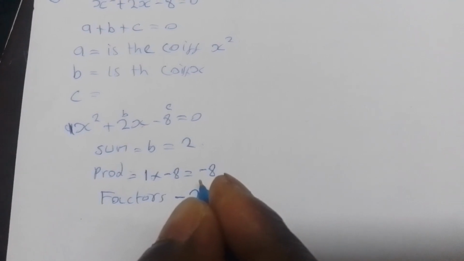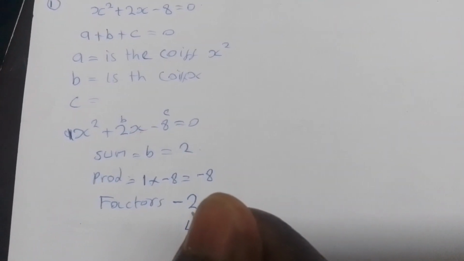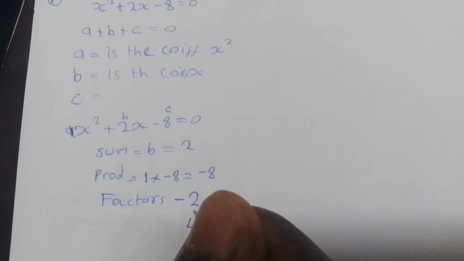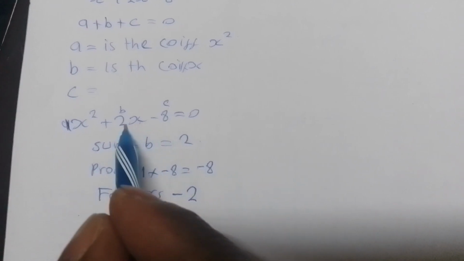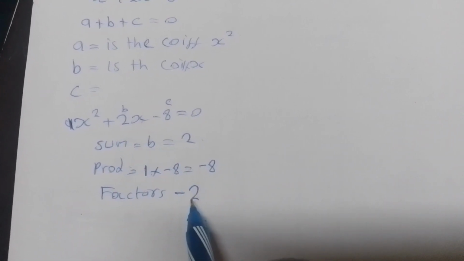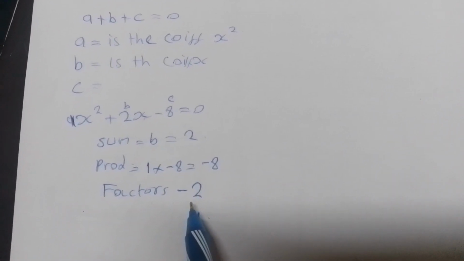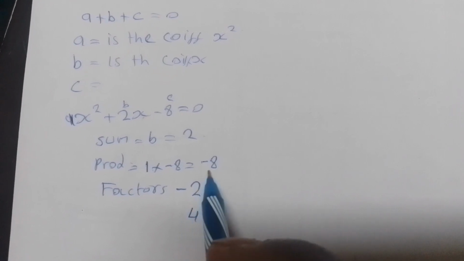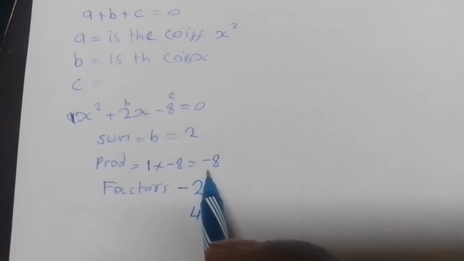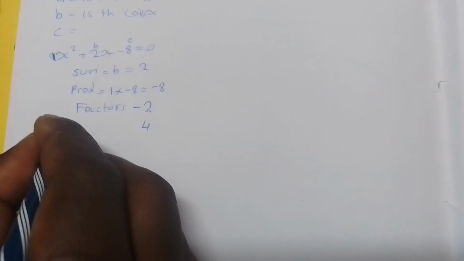So if you add negative 2 plus 4, you will get 2. And if you multiply negative 2 by 4, you will get negative 8.